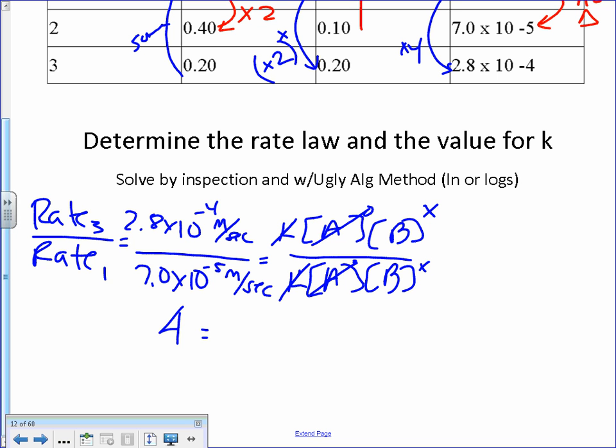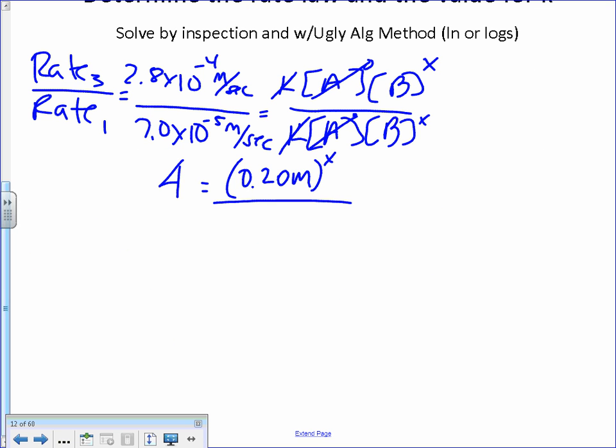So really what am I stuck with? B to the X over B to the X, right? But this is for trial 3 and this is for trial 1. What was the concentration of B given in trial 3? 0.2 to some X power, okay? What is the concentration in trial 1 for B? 0.1. Okay, so math people, how do you solve for X in a situation where you have something like this?